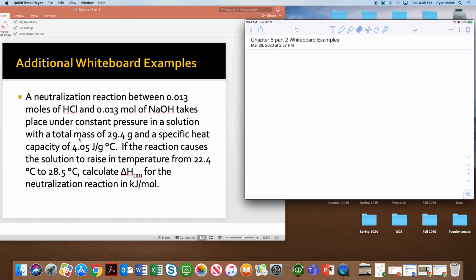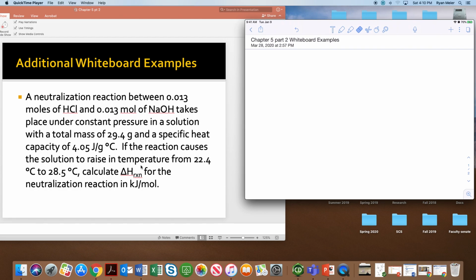We're told that our solution has a total mass of 29.4 grams and a specific heat capacity of 4.05 joules per gram degree Celsius. If the reaction causes the solution to raise in temperature from 22.4 to 28.5 degrees Celsius, calculate delta H for the neutralization reaction in units of kilojoules per mole. So a lot of different pieces here. We do notice there's only one temperature change this time, so that is going to be important in terms of how we put everything together to get started.